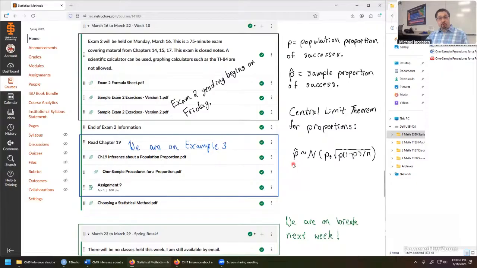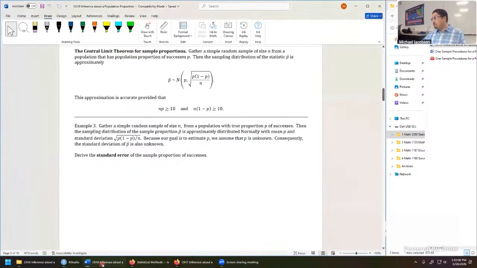And then the central limit theorem for proportions tells us the sampling distribution of the statistic, p hat, will be approximately distributed normally. The center is the parameter, the true thing that we want to measure, the population's proportion of successes. And the standard deviation takes on this interesting, complicated structure right here, inherited from the binomial theorem. And putting this all together, here's the central limit theorem once again. We're just about ready to extend all of this into confidence intervals and then hypothesis tests. But before we get there, we need a standard error. So that's what our example 3 is going to be all about.